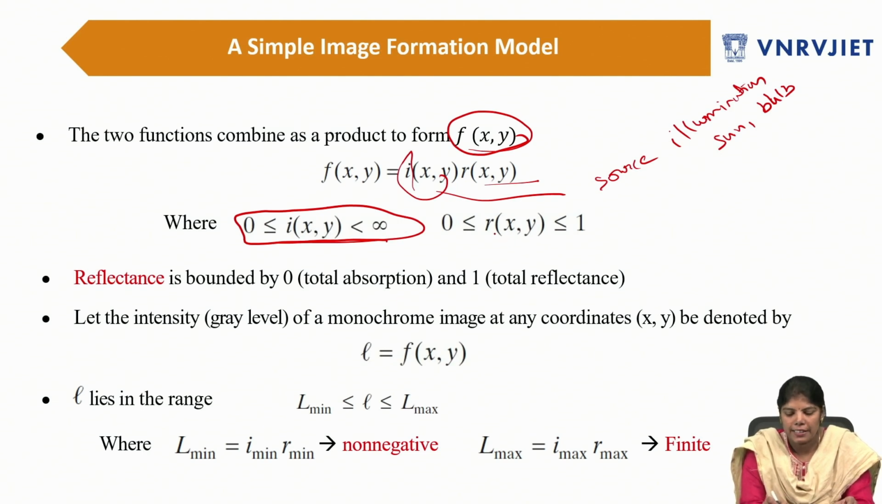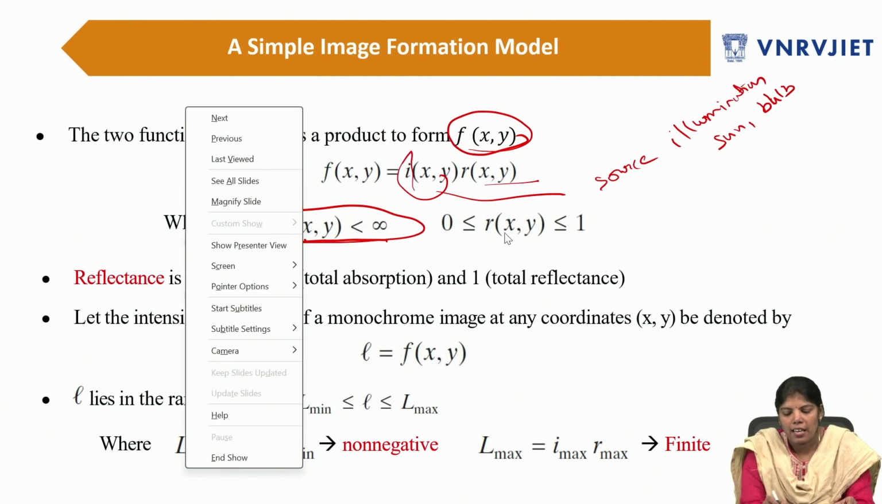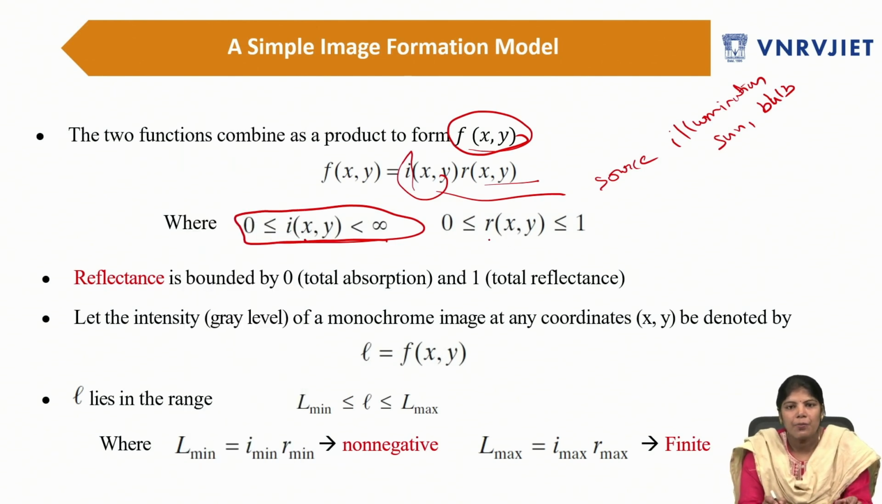So R is the reflectance, I is the illumination, and R is the reflected. The reflectance is absorbed by the object. Here 0 is the intensity of black, and 1 is the intensity represented as white, and the reflectance lies between 0 and 1. Reflectance is always bounded by 0, which is total absorption, and 1, which is total reflection, and L is equal to f of x comma y.